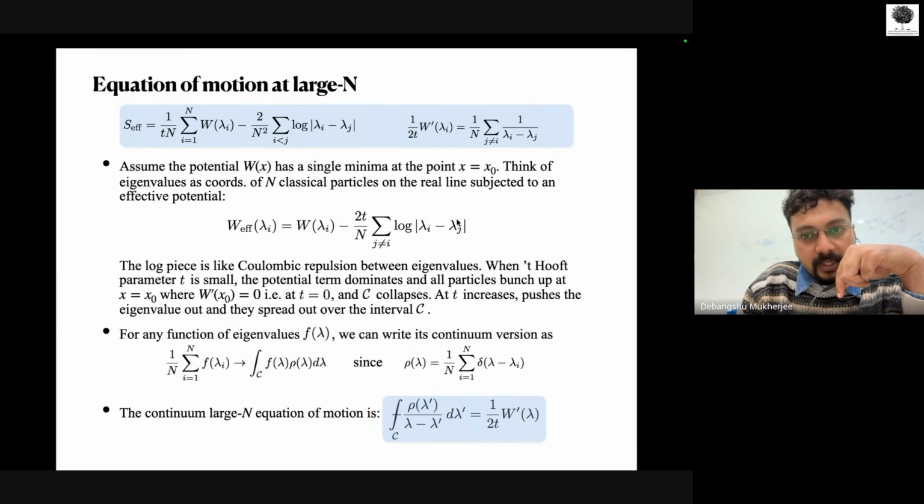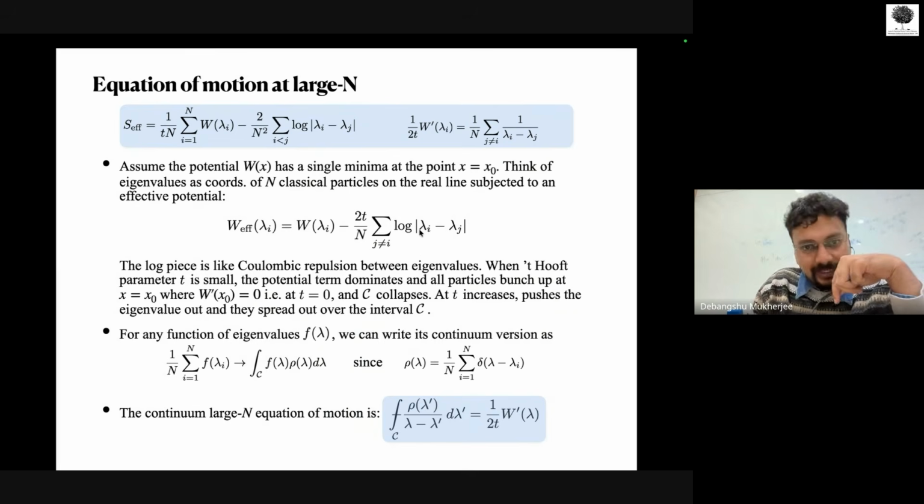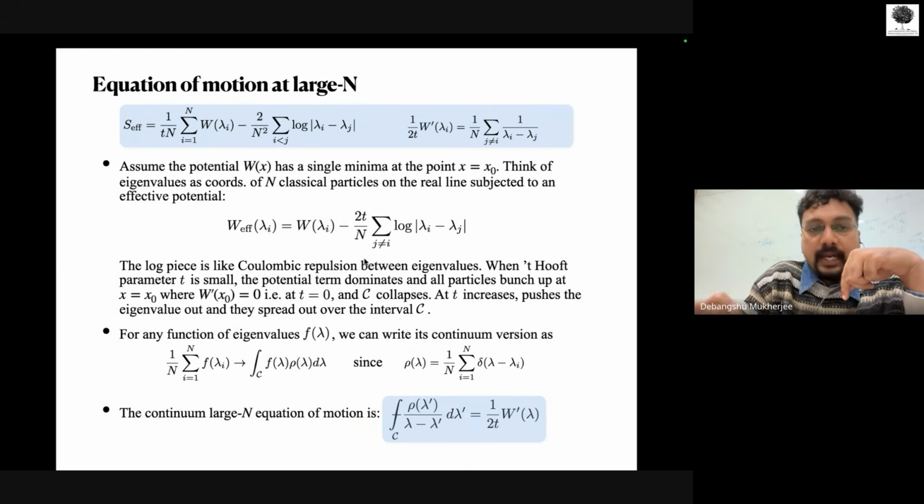If I give you n classical particles subjected to this potential and ask you to calculate the equation of motion, you would give me this exact same answer. Now look at what happens here in the potential. The log piece here is precisely like the Coulombic repulsion between the eigenvalues. And so when this 't Hooft parameter T is very small, the first term, the potential term that was given within our theory, dominates and all the particles bunch up at x equal to x naught, which is precisely where the first derivative of W vanishes.